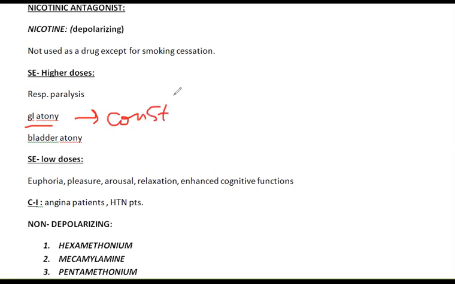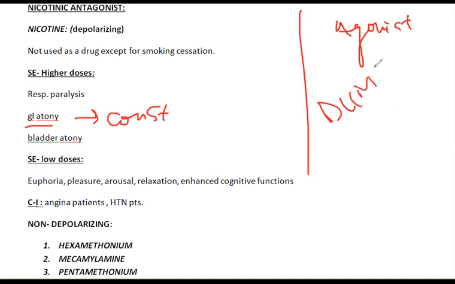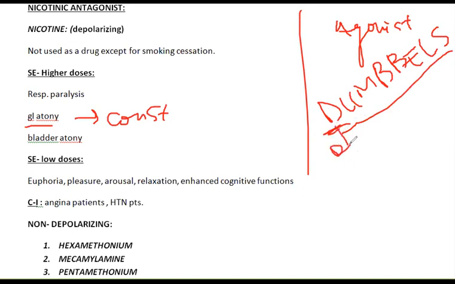So you can correlate the effects of agonist and antagonist now. If you remember, we have that mnemonic, DUMBBELS. This was the mnemonic, and D means diarrhea. So when cholinergic agonists are causing diarrhea, the antagonists are causing constipation. So now you get that sense of how it is working.